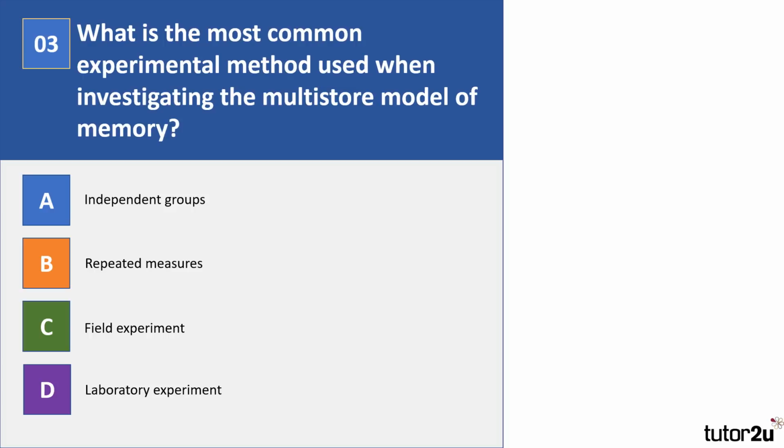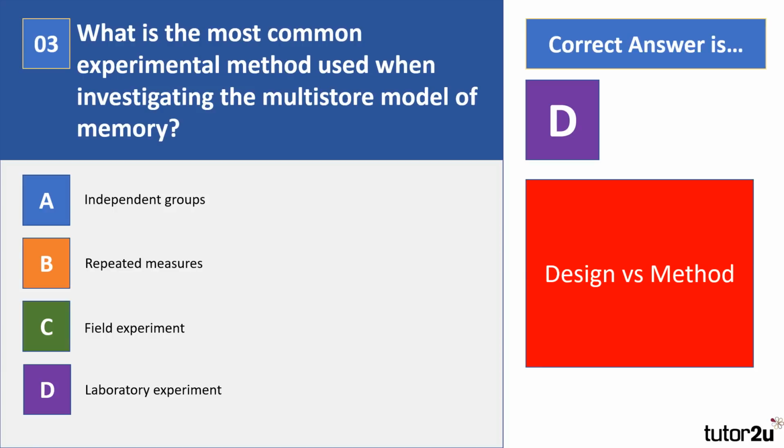Okay, on to question 3, which is what is the most common experimental method used when investigating the multi-store model of memory? A, independent groups, B, repeated measures, C, field experiment, or D, laboratory experiment. Pause your video and think what the answer is. Right, the correct answer here is D.